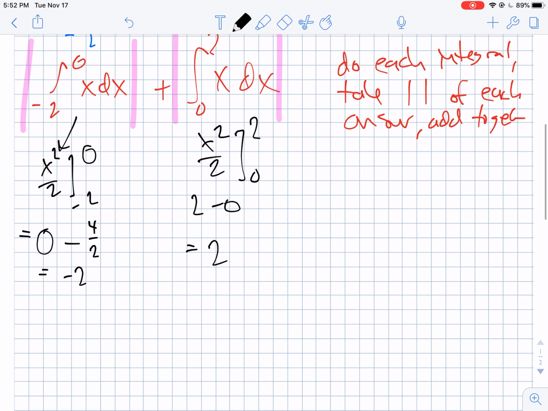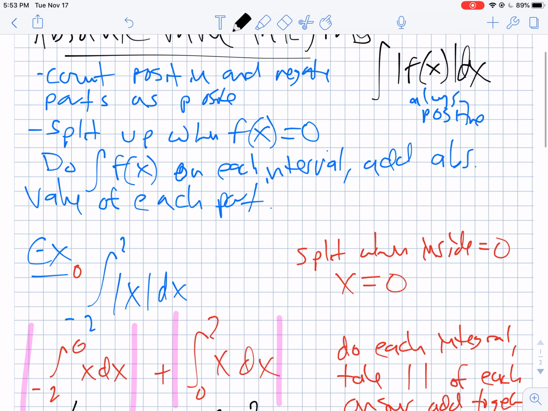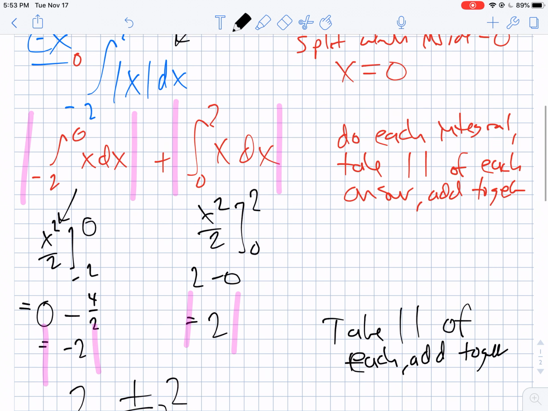Now, like I said, once I have these integrals, I'm going to take the absolute value of each, and then I'll add those together. So I'll take the absolute value of the -2, and the absolute value of the 2. Of course that's 2 plus 2, and my answer is 4. And sure enough, that is the integral from -2 to 2 of absolute value x.